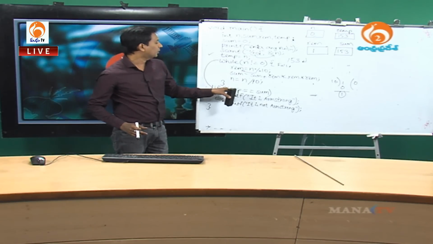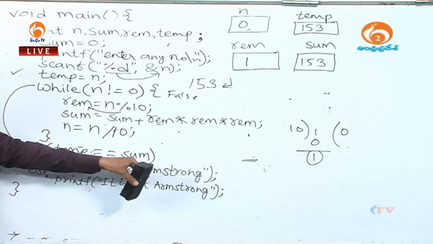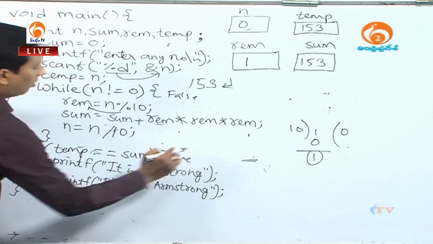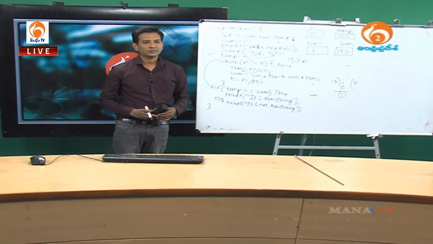So if temp, which we already stored, that is 153, double equal to sum 153, which is true. So printf, it is an Armstrong number.